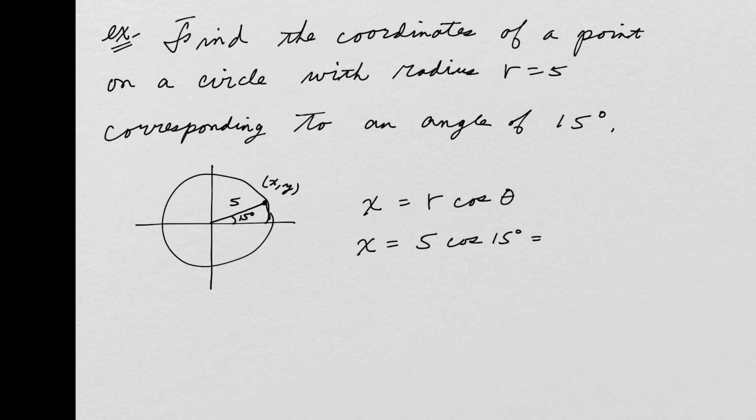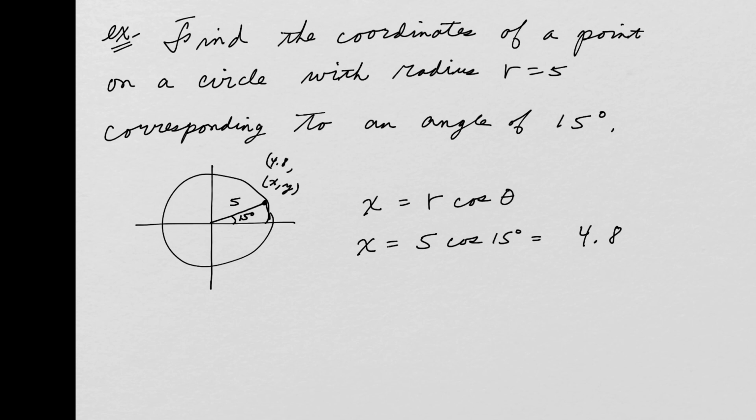Make sure, this is important, make sure that your calculator is in degree mode, right? When you're measuring your angle in degrees. In radian mode if you're measuring angles in radians, but in this case, we're going to use degrees. So make sure your calculator is in degree mode. And you should try this and you should get 4.8. So the x-coordinate is 4.8.